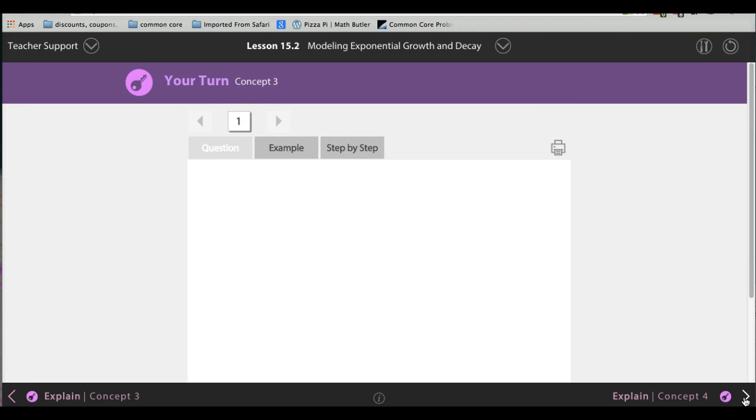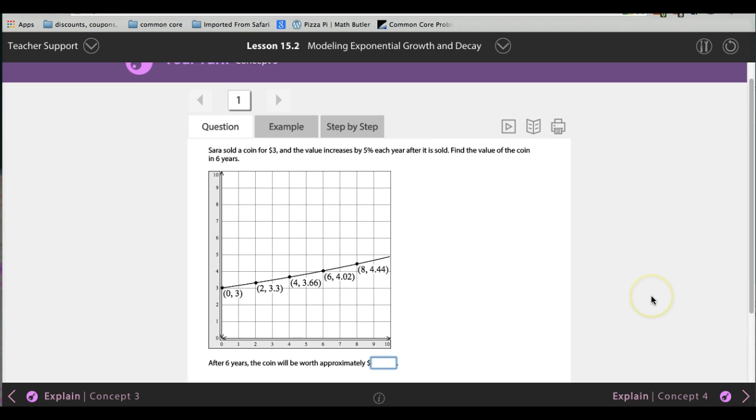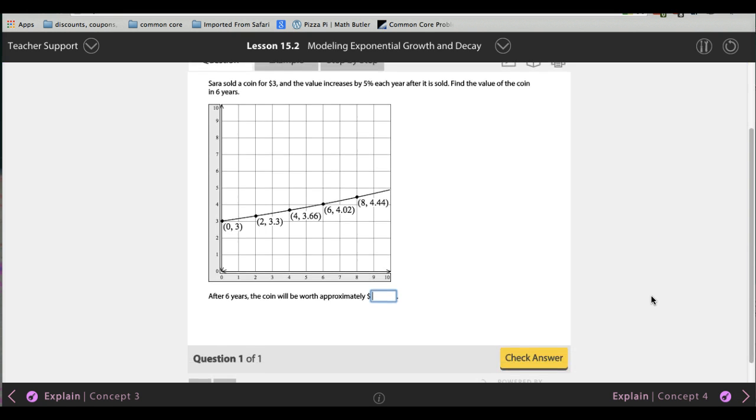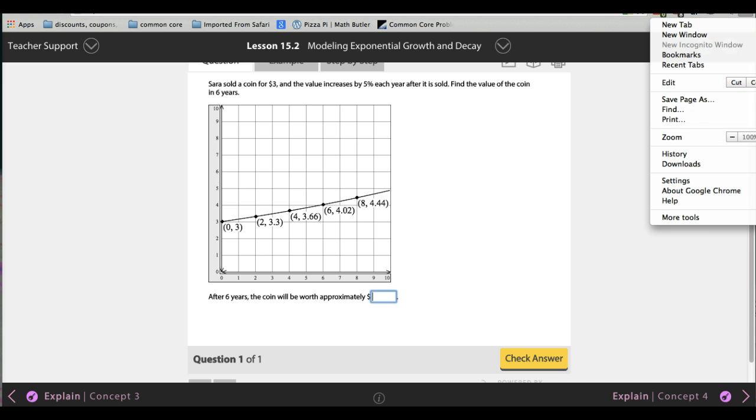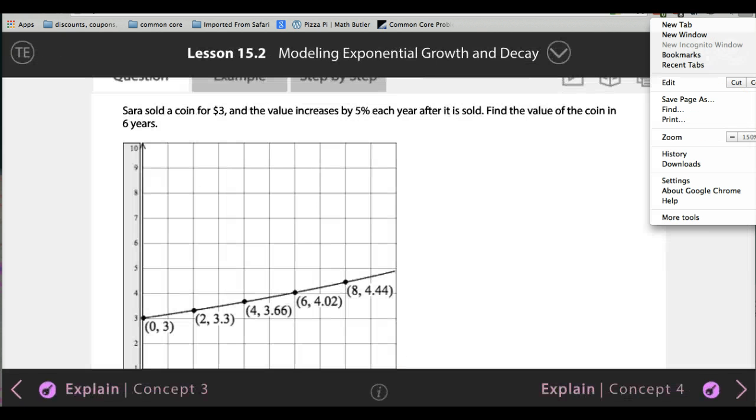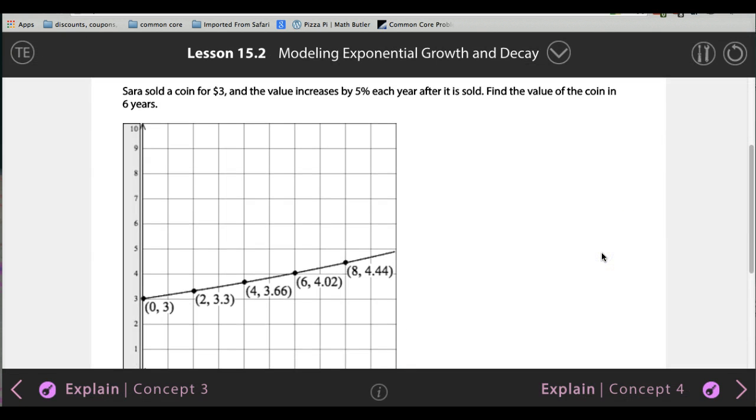And here is a question that is similar to your homework question. Well, let's take a look. As usual, I'm gonna try and zoom in for you so you can see. Sarah sold a coin for $3 and the value increases by 5% each year after it is sold. Find the value of coin in 6 years. Wow, today's lesson is so much easier than yesterday because you don't even need the decimals calculator. You can just get it done.